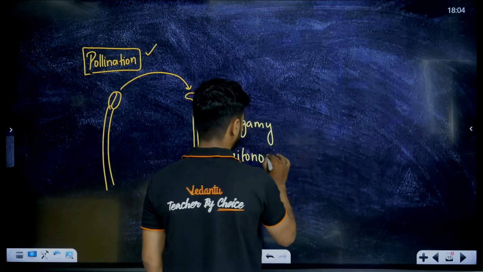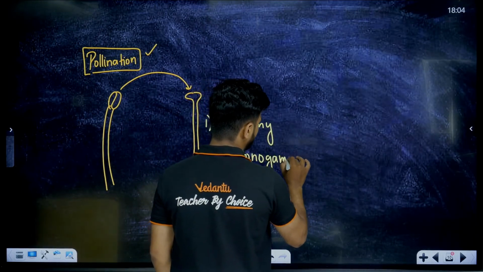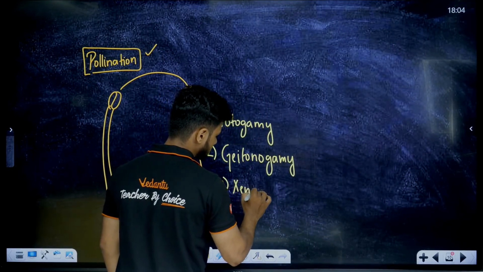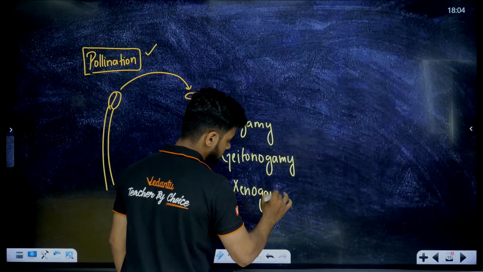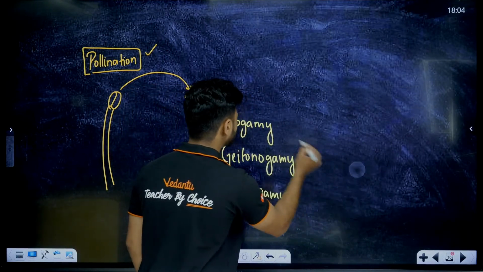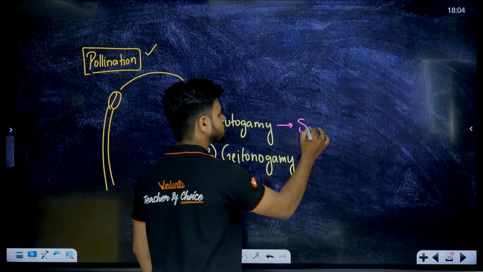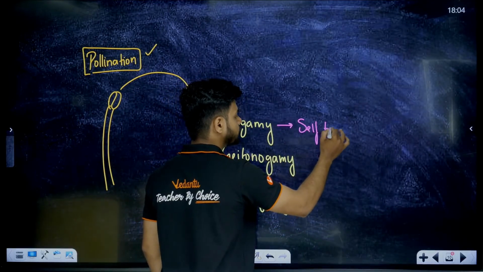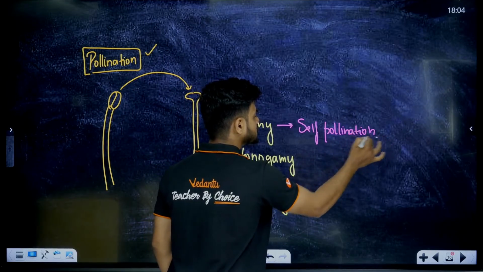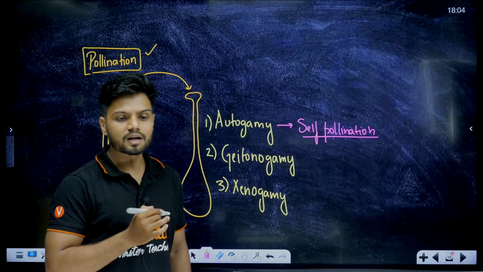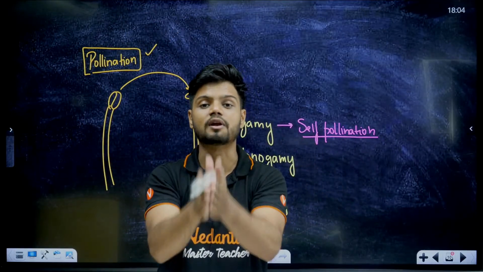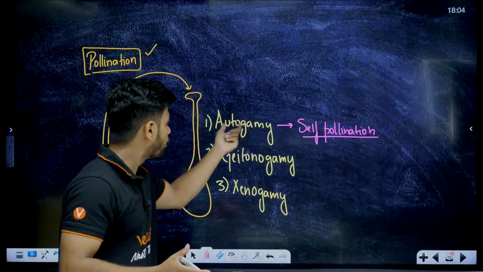Geitonogamy. We also have something called xenogamy. Now, what is autogamy? Autogamy is nothing but self-pollination. That is the transfer of pollen grains from the anther to the stigma of the same flower. That is going to be your autogamy.